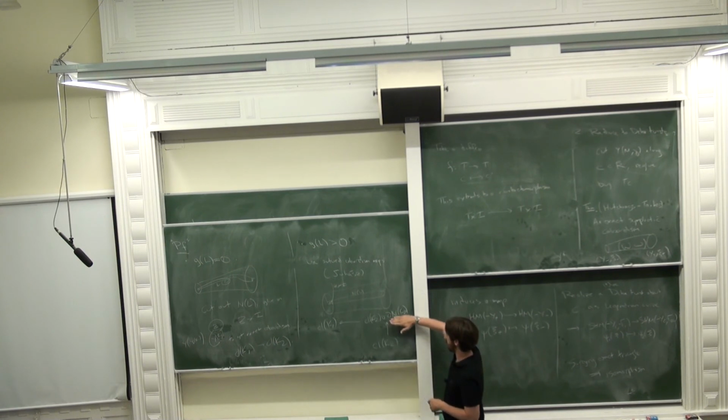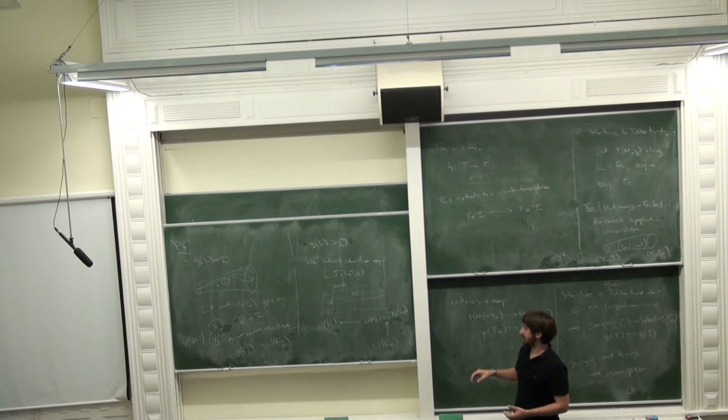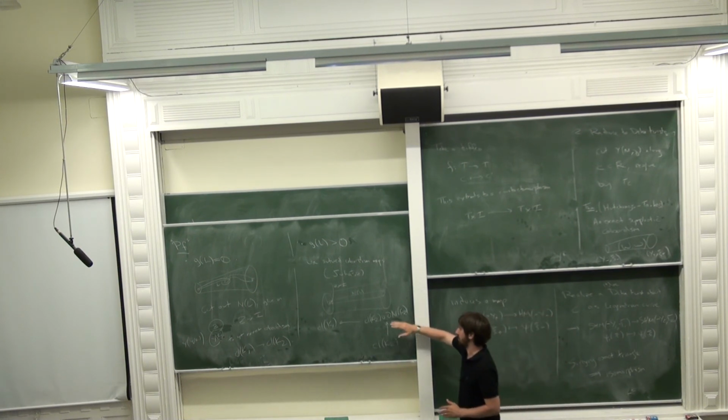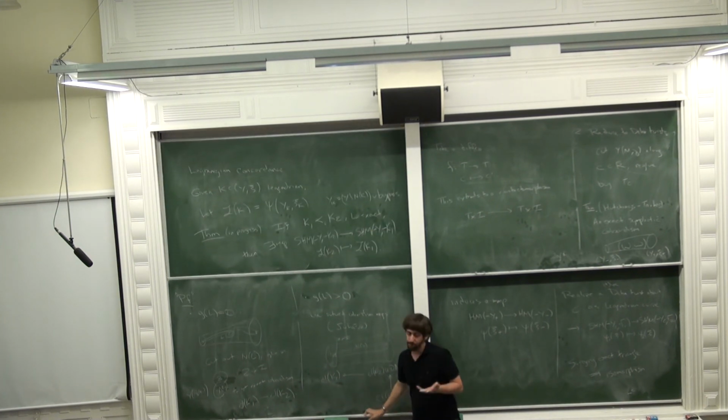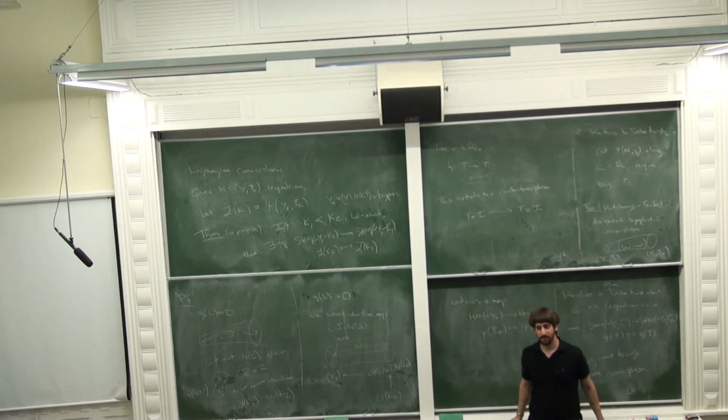So you can take a contact handle decomposition of the neighborhood of the Lagrangian, and each of those handles gives you a map from before the handle to after the handle. So the composition of these two maps gives you the map that you want. So I'll stop there. Thank you. Any questions?